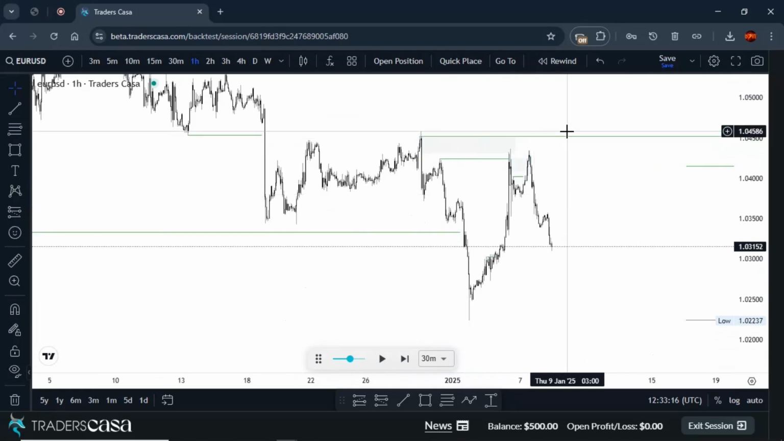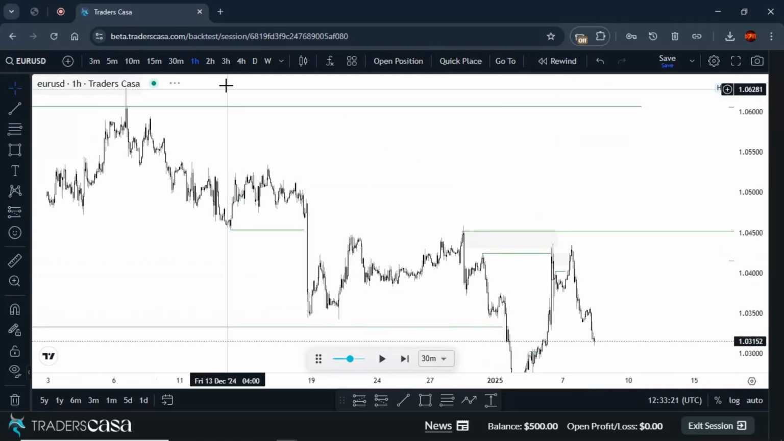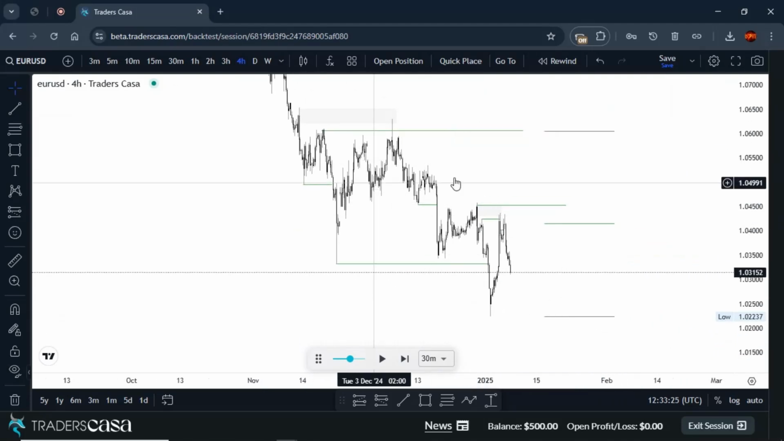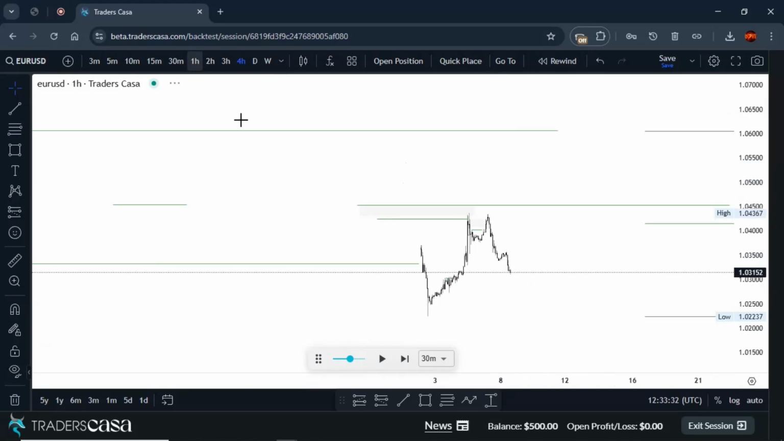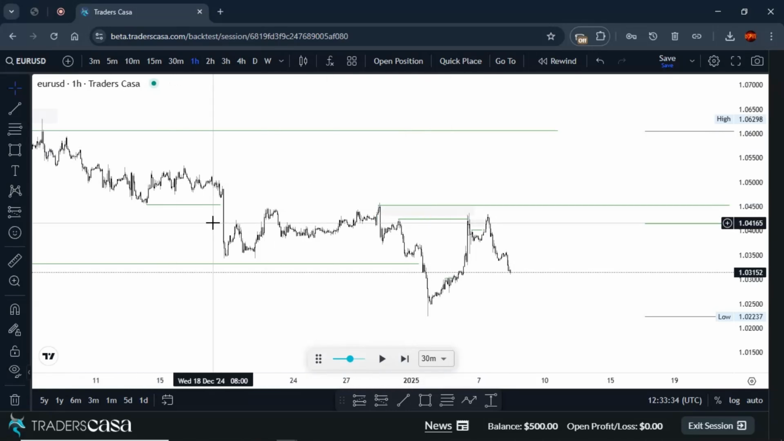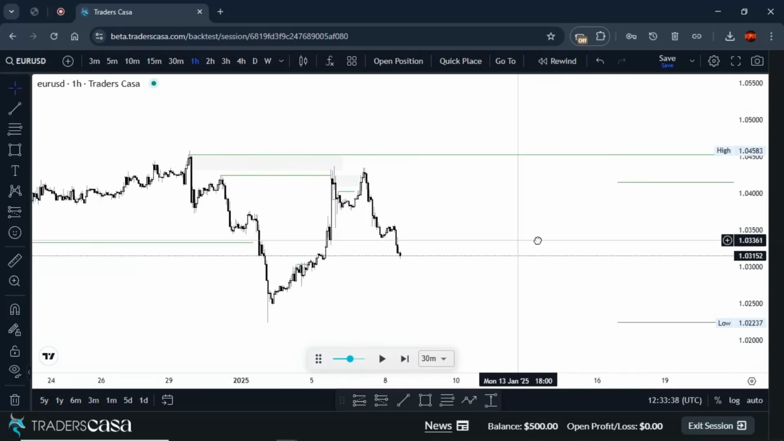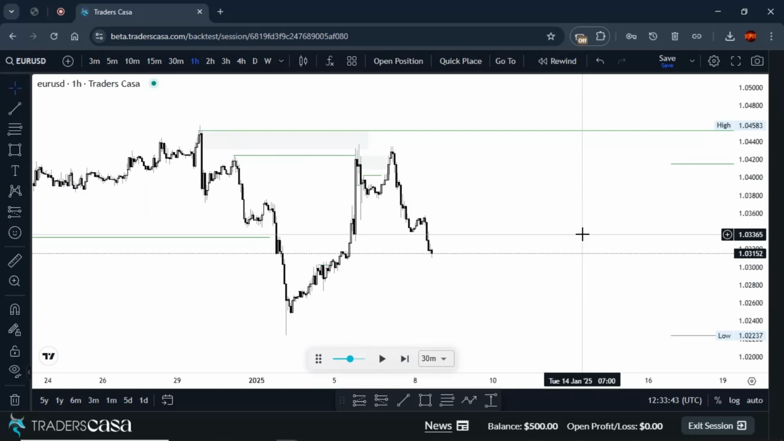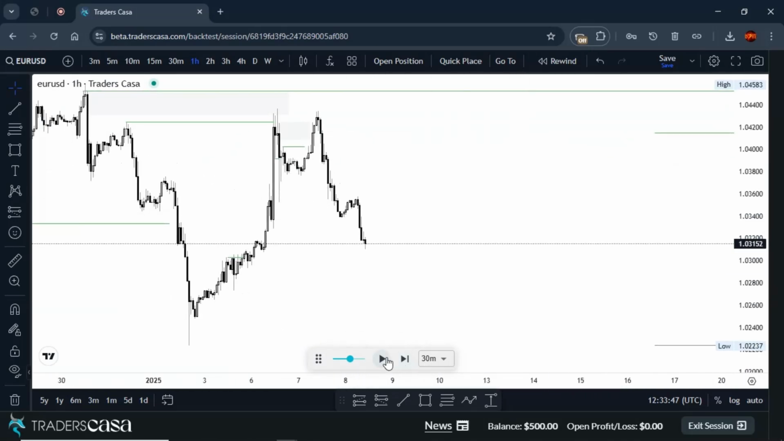So now we've seen that the 4 hour internal structure, which is our 1 hour swing structure, has aligned itself with the overall trend. The overall trend is what? A sell, a downtrend. And now our 1 hour structure has aligned itself with our 4 hour structure. So we can now what? We can now keep selling, right? So let's see if price continues selling.